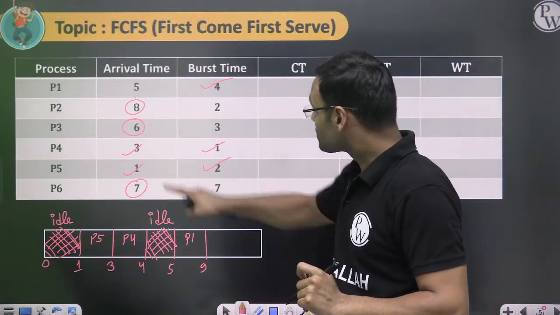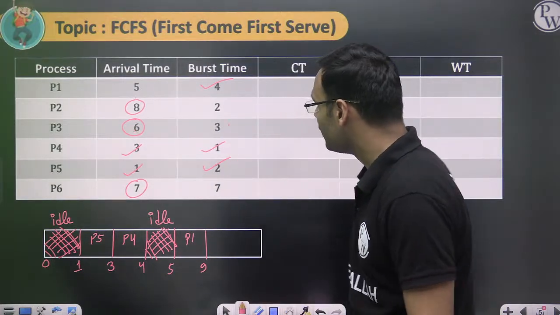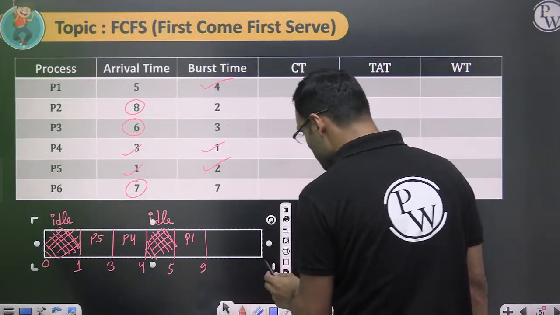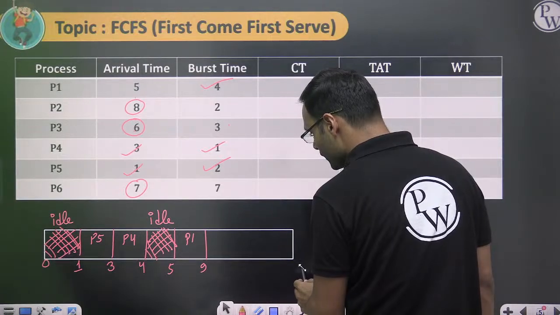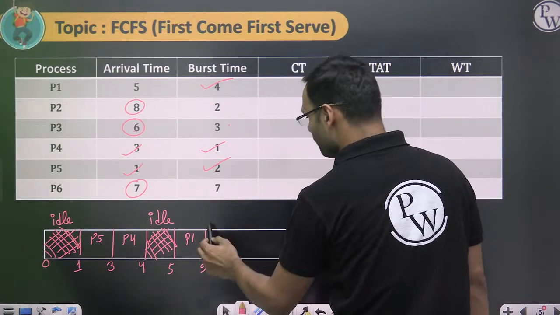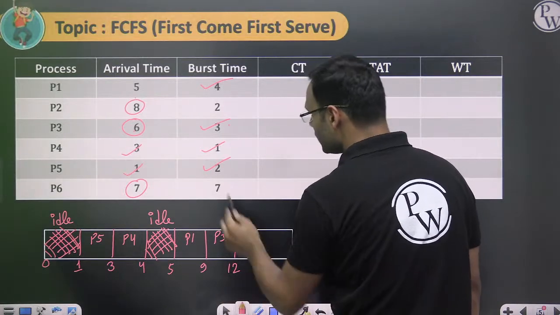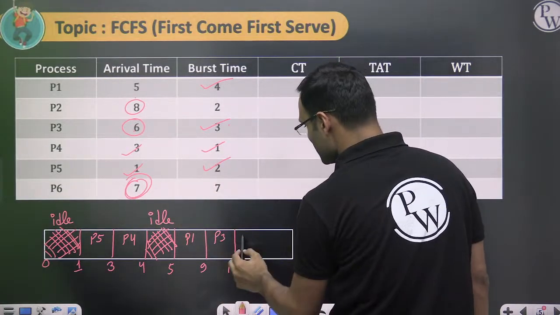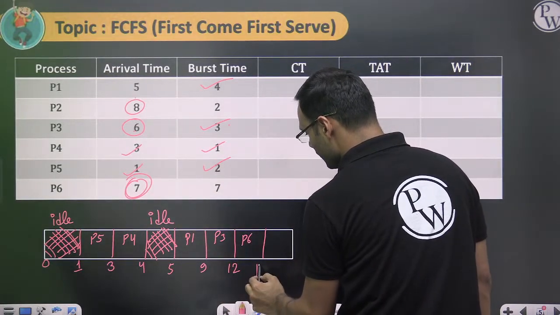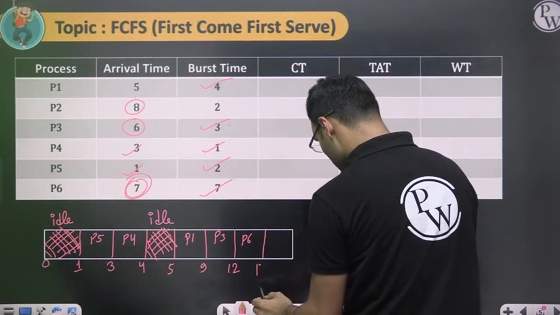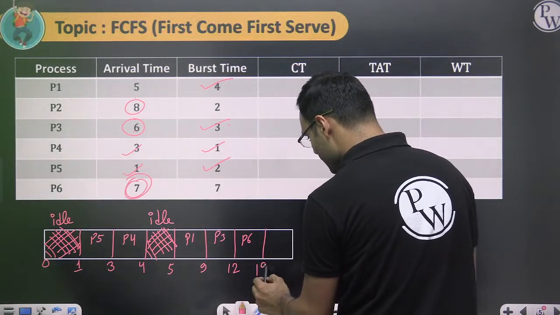Criteria: whichever comes first. This comes first, with arrival time 6, so I will run this next. Which one? P3. 3 time units, it will run up to 12. Then next, at 7, P6 arrives. 7 time units, 12 plus 7 is 19.